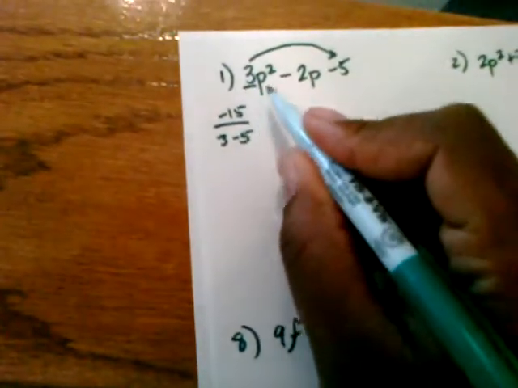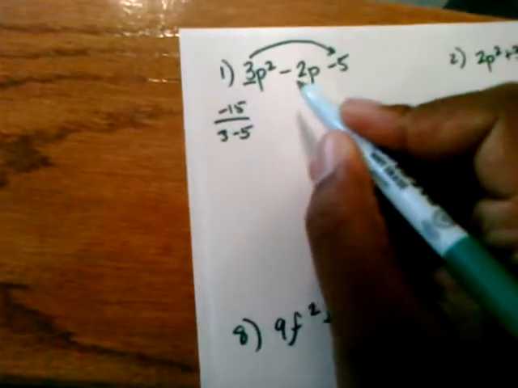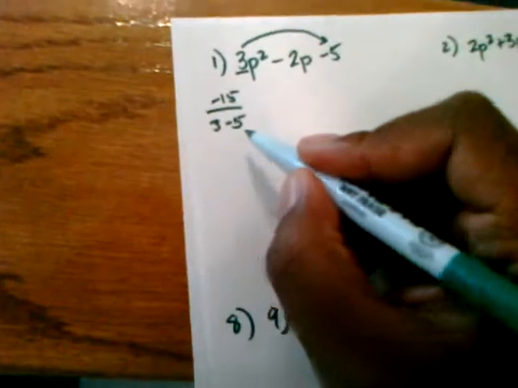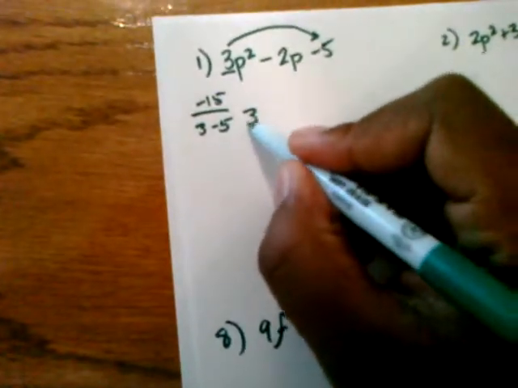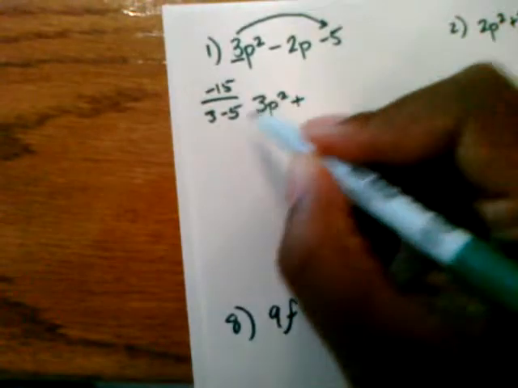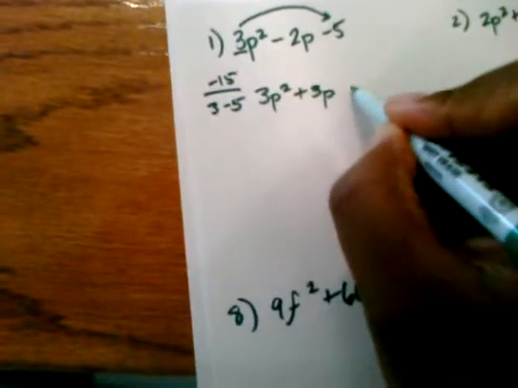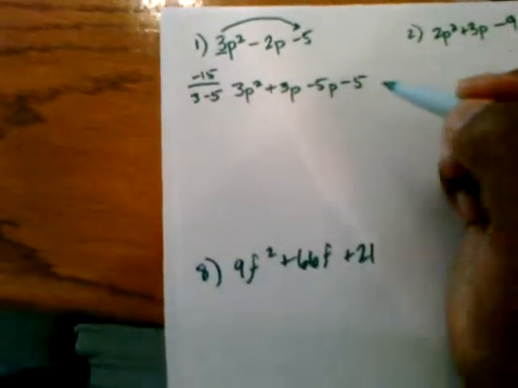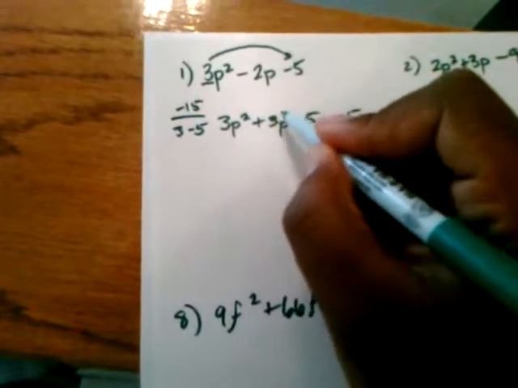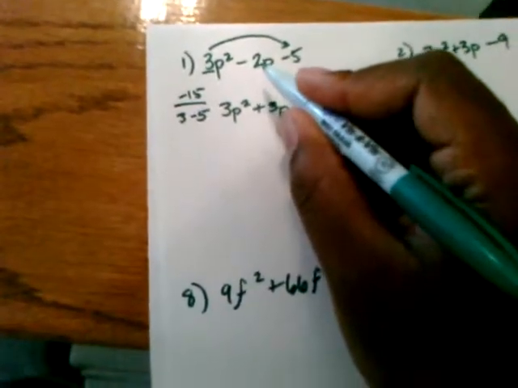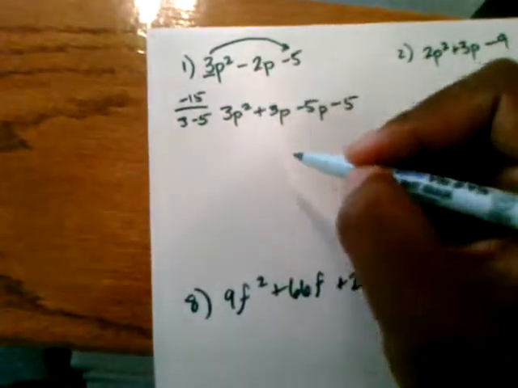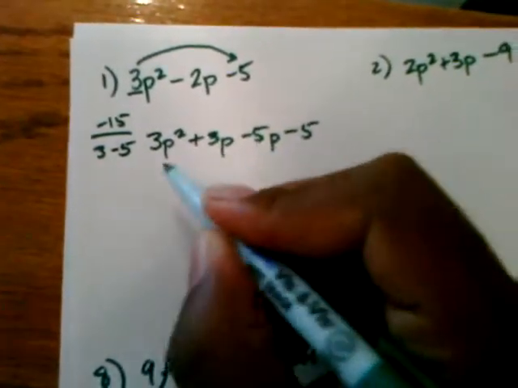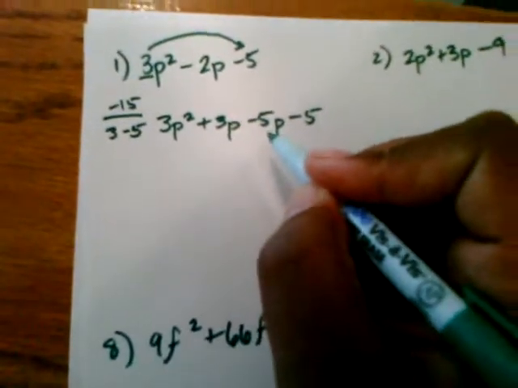So what I'm going to do is rewrite this expression with my -2p written as 3p minus 5p. Let's see it. 3p squared, that's a positive 3p, minus 5p, minus 5. Now, if you look, I'm getting this 3p minus 5p from this -2p. When I add them, I'm going to get -2p. Also, 3 is here. That's where my 3 comes from. And -5 is here. That's where my -5 comes from right here.